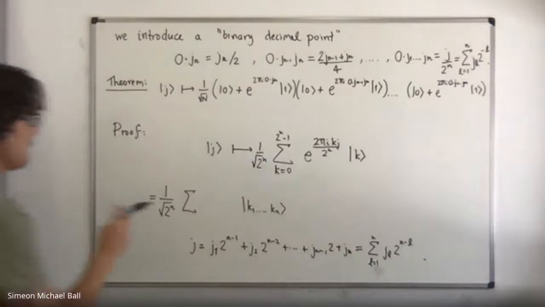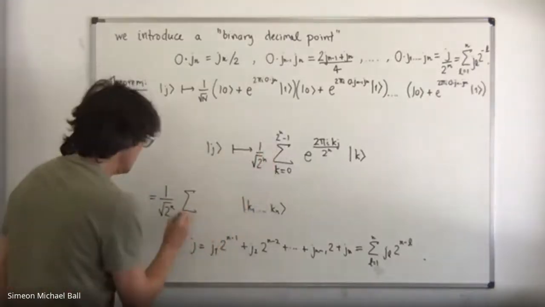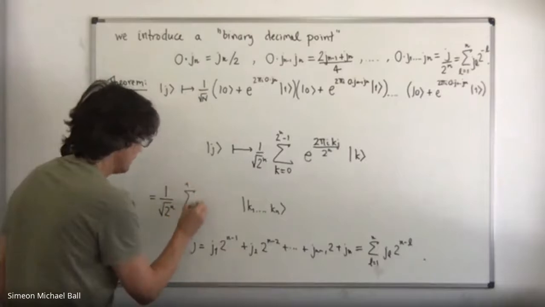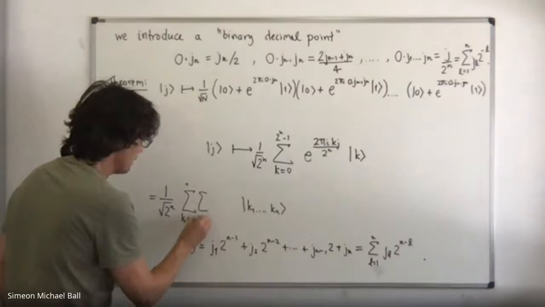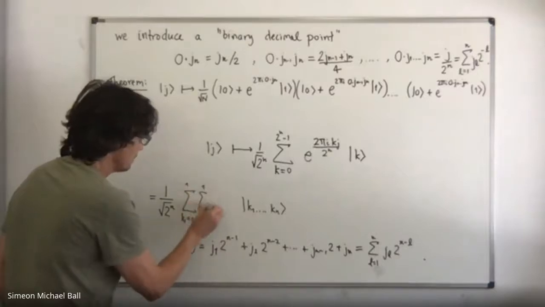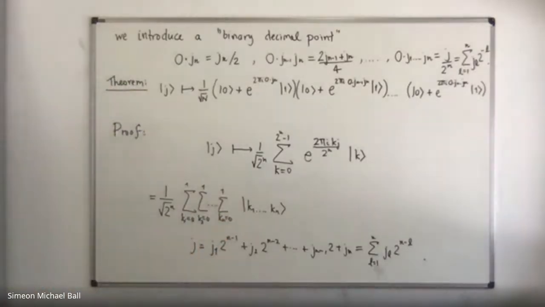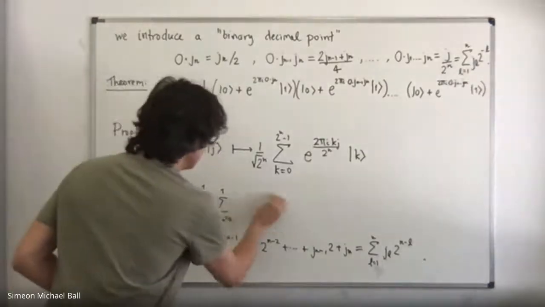And so here, instead of summing over k, I need to sum over k1 goes from 0 to 1. k2 goes from 0 to 1. All the way, kn goes from 0 to 1. Okay, so that's exactly the same. Now I figured I wasn't going to have enough room. Let's go and one more.